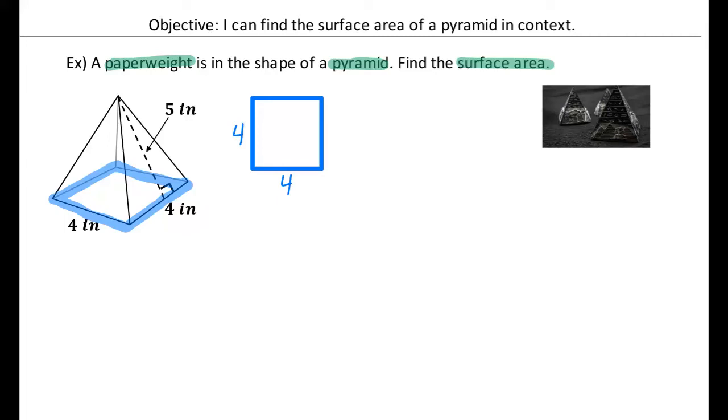And so how do I find the area of a square or a rectangle? The formula is base times height, or length times width, right? So this is just going to be 4 times 4.